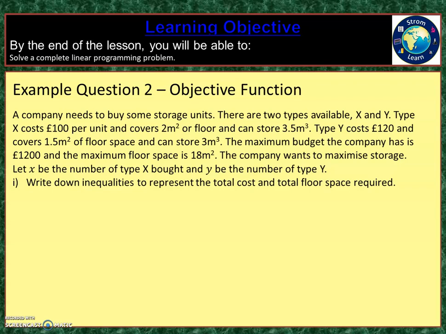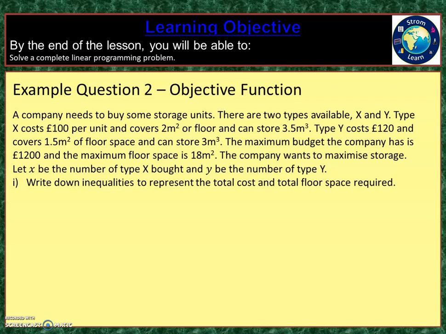So a company needs to buy some storage units. There are two types available, X and Y. Type X costs £100 per unit and covers 2 meters squared of floor, and can store 3.5 meters cubed. Type Y costs £120 and covers 1.5 meters squared of floor and can store 3 meters cubed. The maximum budget the company has is £1,200 and the maximum floor space is 18 meters squared. The company wants to maximize storage.